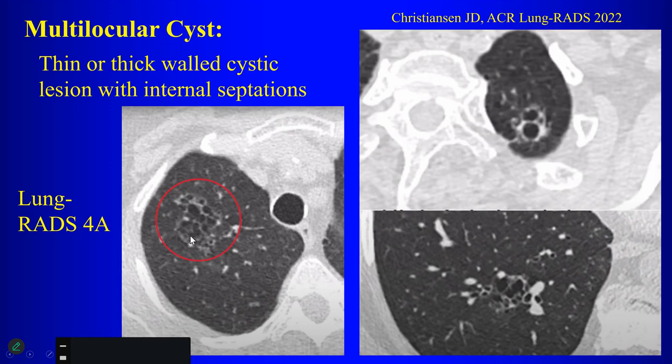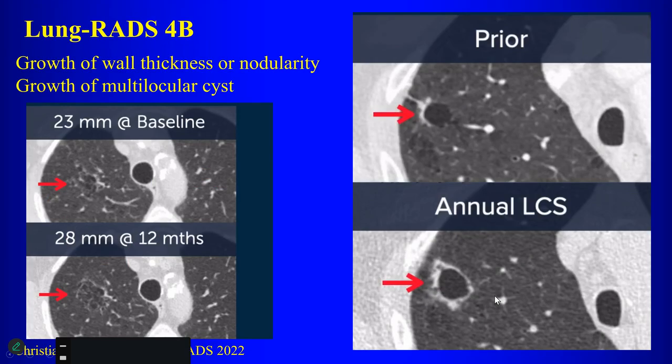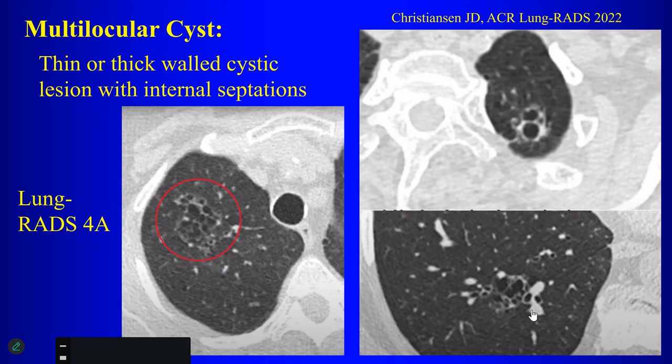Multilocular cyst, that is an atypical pulmonary cyst. That gets a score of a 4A. There's another example over here of a multilocular cyst. This guy. Another multilocular cyst. So all of these on your baseline study, these would be scored 4A, which means the patient would come back in 3 months for a follow-up.